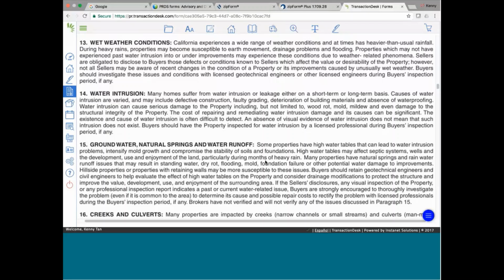Groundwater, natural springs, and water runoff. This is just to warn the buyer that there are properties that have natural springs and rainwater runoff issues that may result in standing water, dry rot, flooding, mold, foundation failure, or other potential water damage to improvements. Frankly, all of this advisory is a CYA thing for the agents, all right? Cover the agent.